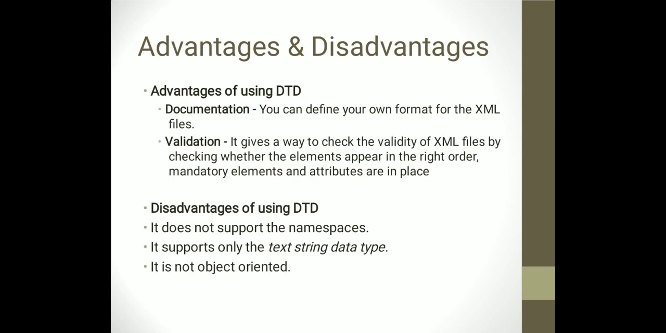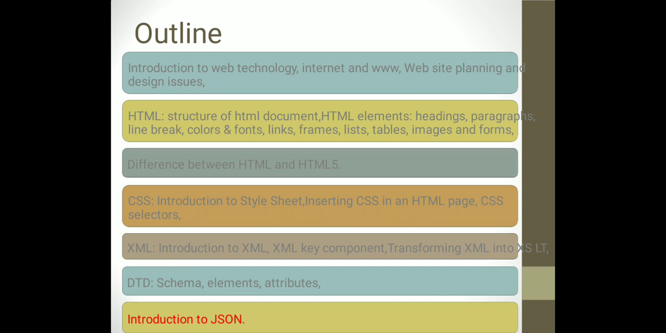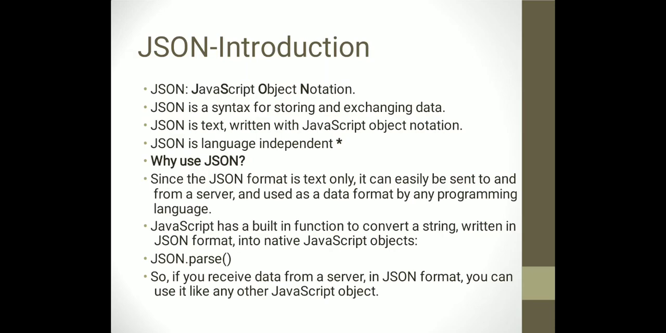Then we have seen the introductory part to JSON, and JSON is JavaScript Object Notation, and it is a syntax for storing and exchanging data. So why JSON is used, that we have seen: since JSON is a format in text only, it can easily be sent to and from the server and used as a data format by any programming language.